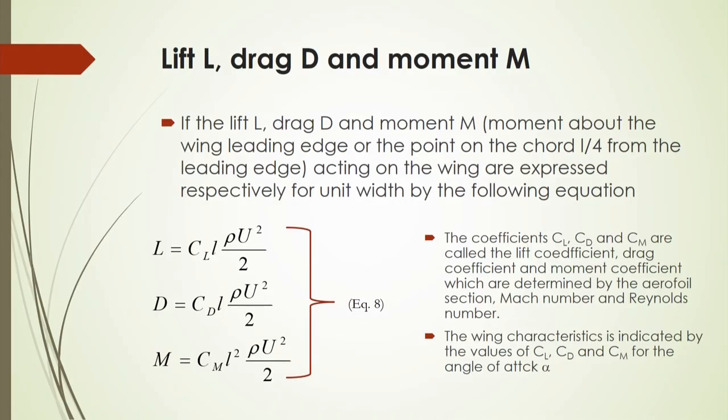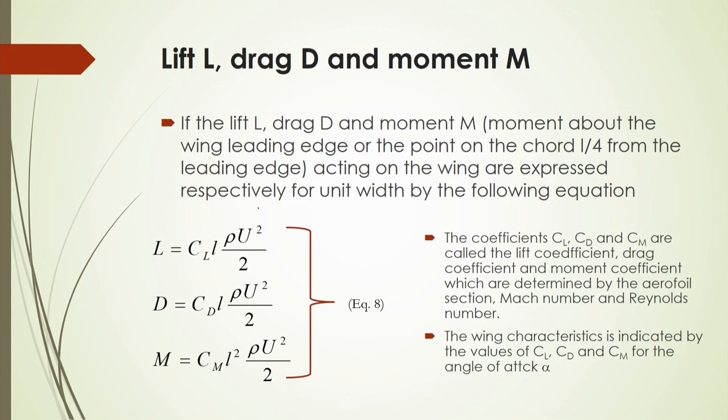So, in this way we can calculate what the camber should be, what the thickness should be, what the angle of attack should be, and what the aspect ratio should be, based on these definitions. Then we will be able to calculate the lift, as well as the drag and the moment M that will be acting on this aerofoil section. Now, the lift L, drag D and moment M, that is, the moment about the wing leading edge or the point on the chord l by 4 from the leading edge, acting on the wing, are expressed respectively for unit width by the following equation, as given in equation number 8.